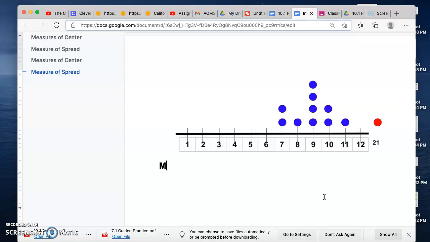Well, for my measures of spread, my only one that I have right now is range. And ignoring the red one, let's say, alright, from 7 to 11, 11 minus 7 equals 4. The range is 4 shoe sizes. We're pretending that half shoe sizes don't exist for this. And for measures of center, I've got 3 of them.